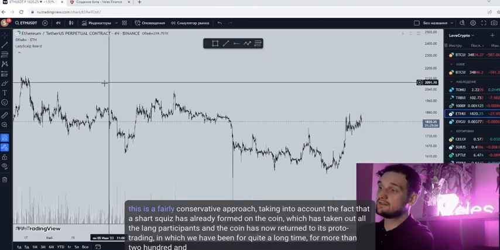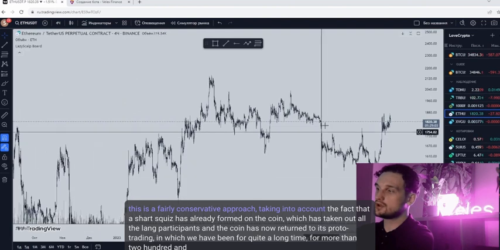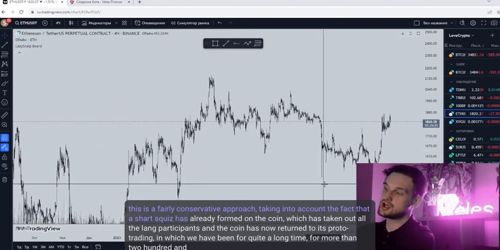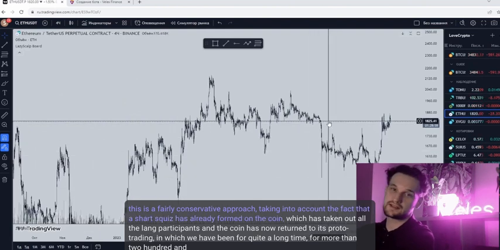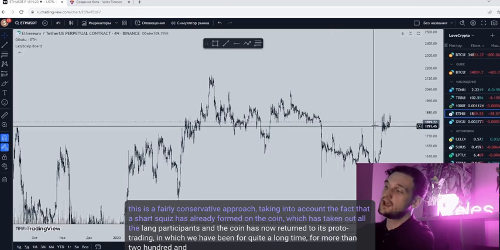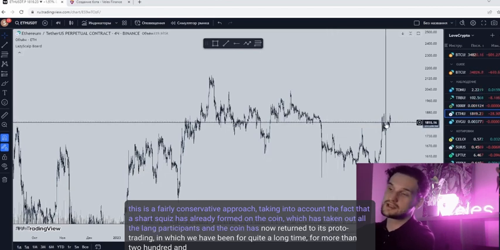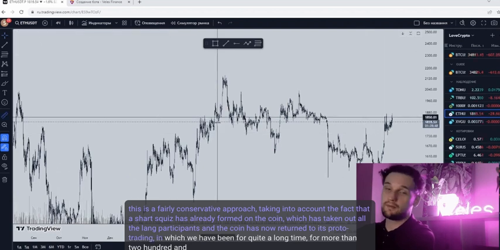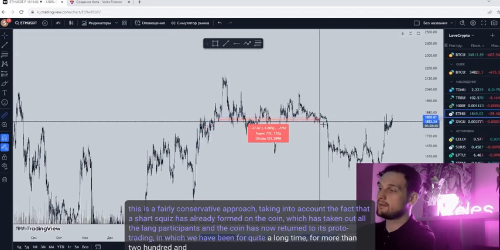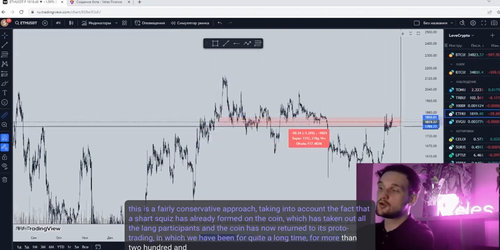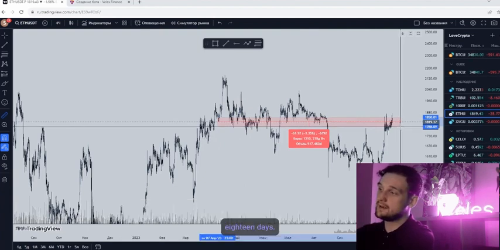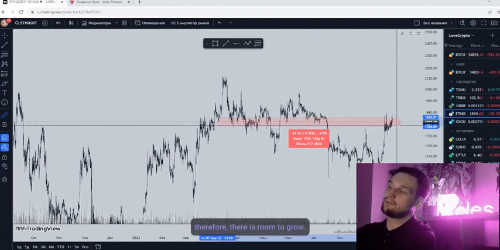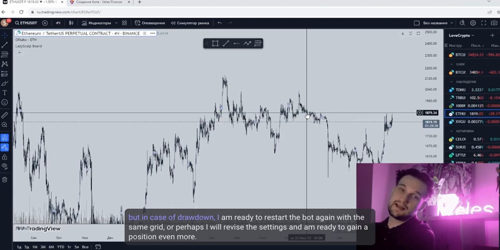This is a fairly conservative approach, taking into account the fact that a short squeeze has already formed on the coin, which has taken out all the Long participants, and the coin has now returned to its proto-trading, in which we have been for quite a long time, for more than 218 days. Therefore, there is room to grow. But in case of drawdown, I am ready to restart the bot again with the same grid, or perhaps I will revise the settings, and I am ready to gain a position even more.